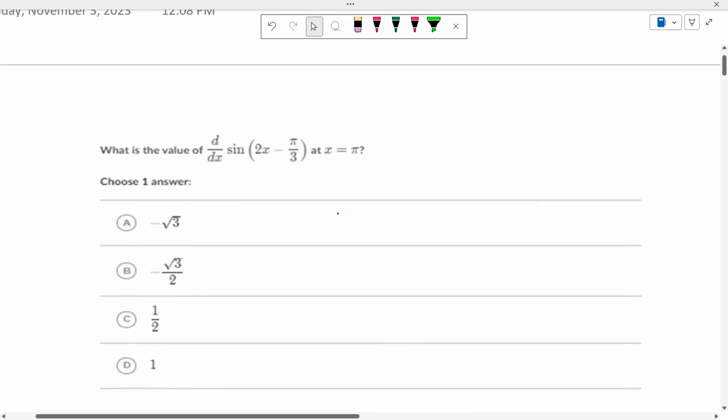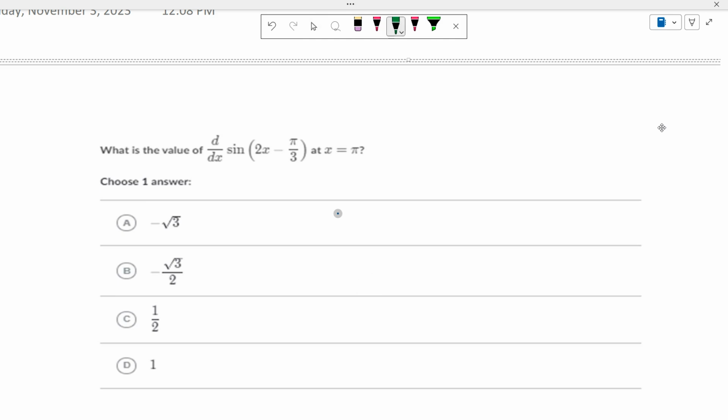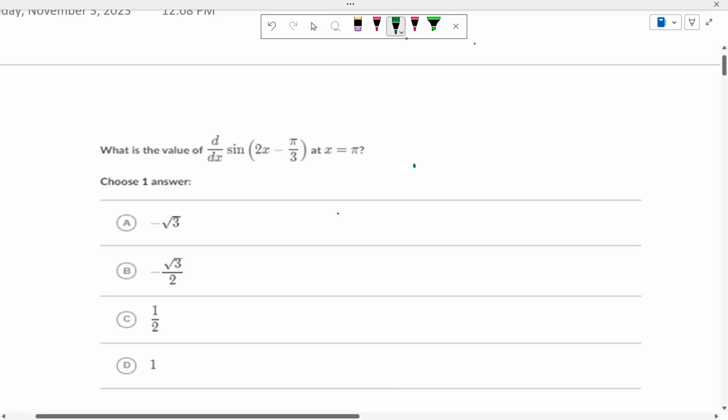So, and this is just a general review of the chapter, just to kind of wrap your minds around this one more time. So, what's first derivative of this? First derivative of sine is cosine. So we take the cosine of 2x minus pi over 3 times the first derivative of the inside. What's the first derivative of the inside? Just 2, because pi over 3 is a constant function term.